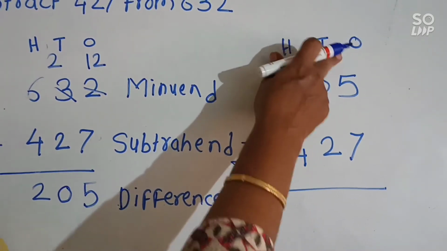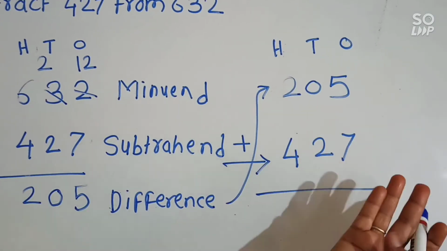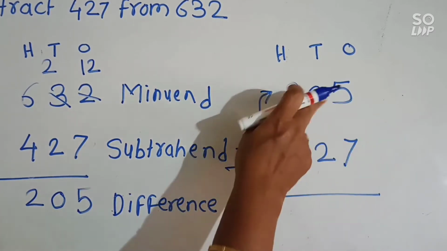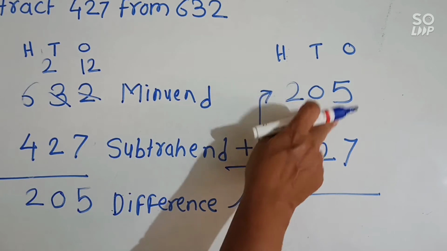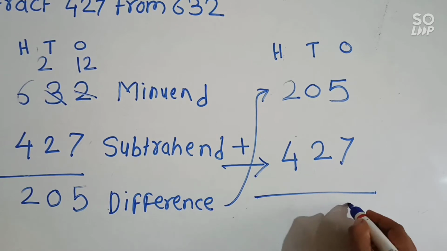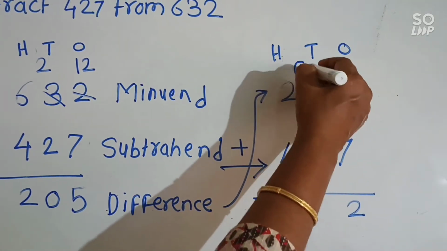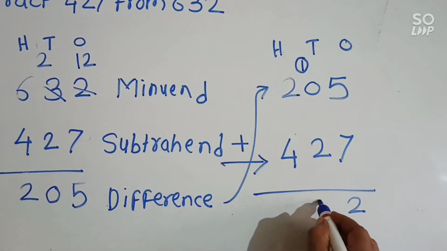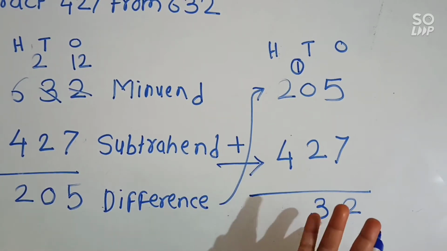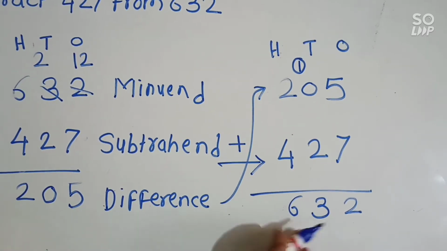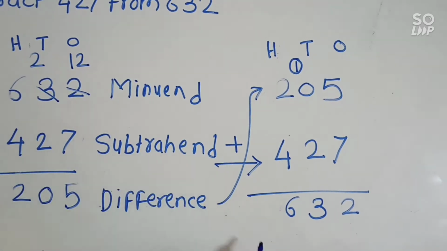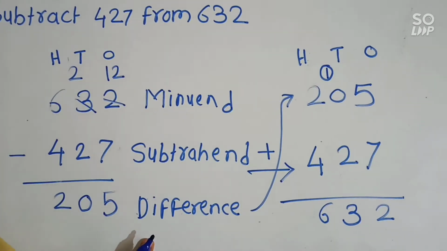Do the ones place addition, 5 plus 7. Sorry, 5 plus 7: after 5, 6, 7, 8, 9, 10, 11, 12. 12 means 2 here and 1 carried over to the tens place. Then 1 plus 2 is 3, and 2 plus 4: after 2, 3, 4, 5, 6. So 632. Now look here, this 632 is the minuend.